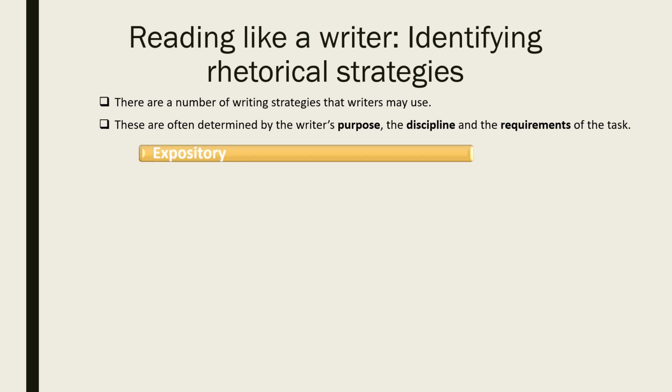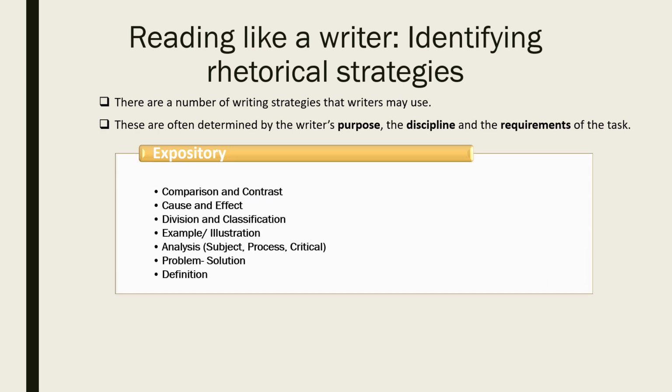Expository. Now, there are a number of expository strategies, and expository strategies are most commonly used in academic writing. Writers may compare or contrast, show a cause or effect, divide or classify, give examples or illustrations throughout, provide an analysis of a subject or a process, or provide a critical analysis of a text. Writers may also show a problem and provide solutions, or a writer's purpose may be to define.